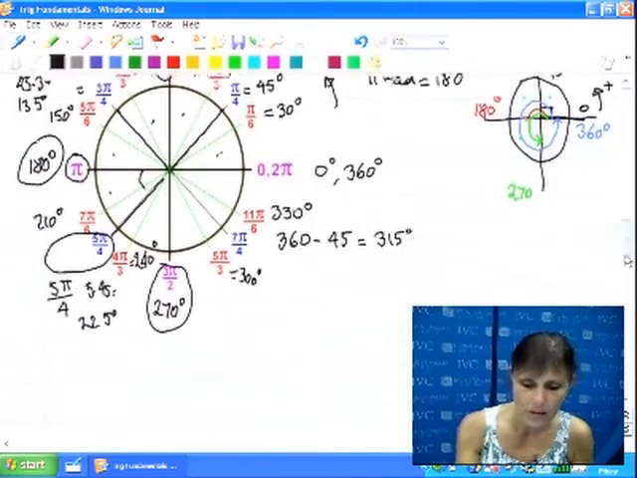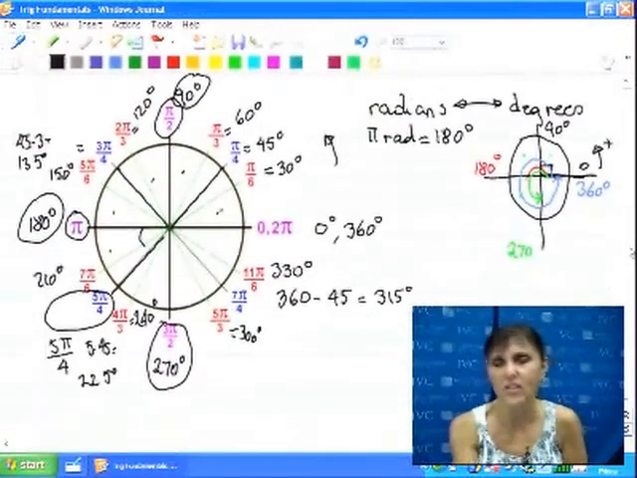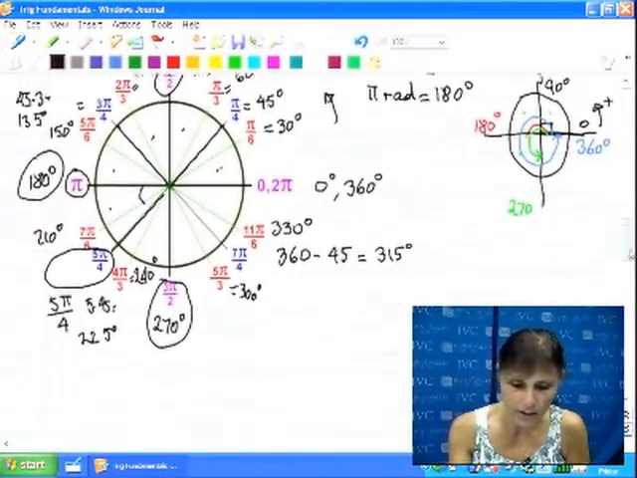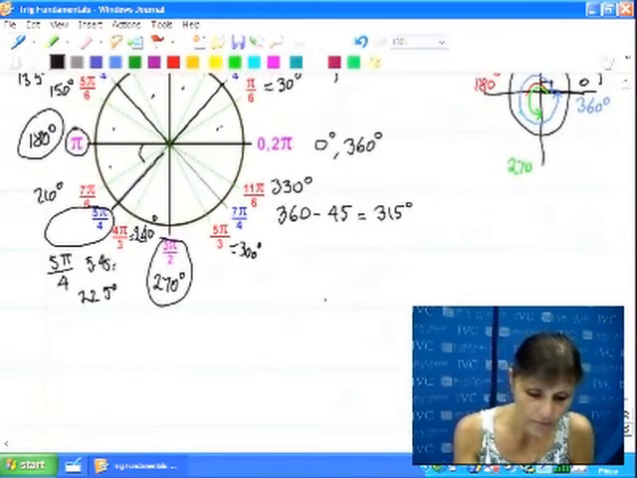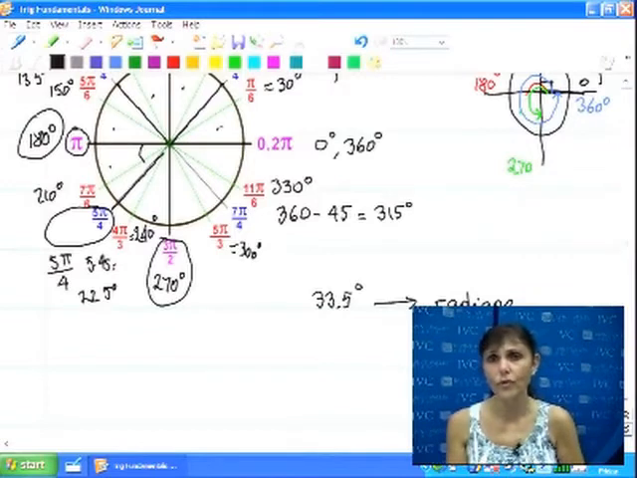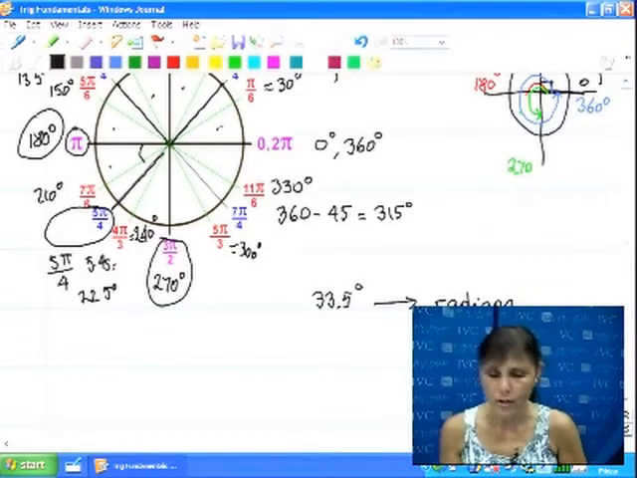But what happens if you have some odd degrees? And this is easy to figure out from geometry. So some kind of odd degree. So let's say I have 33.5 degrees. I want to find out what is that in radians. All you have to do is a little bit of proportion problem.